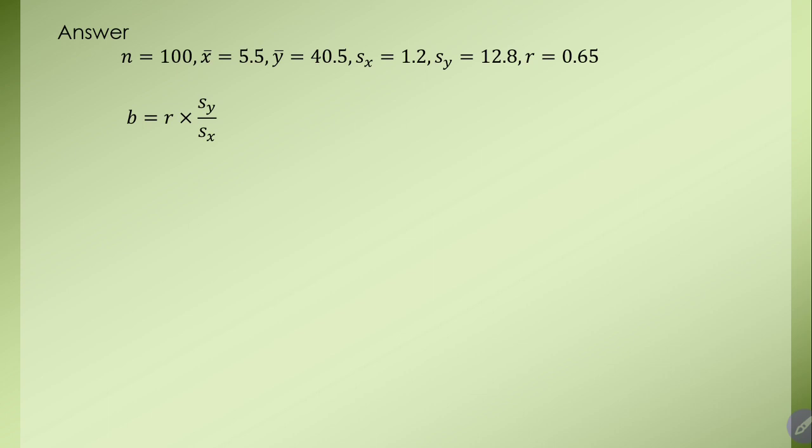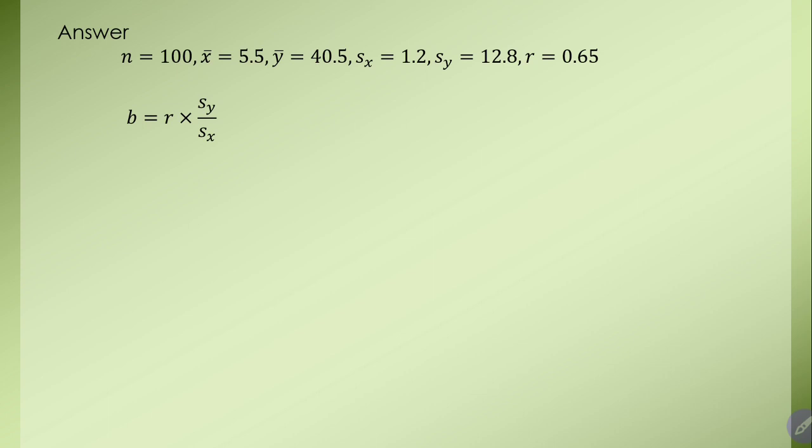First of all, we'll write the formula. B is equal to R into Sy upon Sx. B is equal to what? R into Sy upon Sx. You have to repeat with me. B is equal to what? R into Sy upon Sx. Let everyone hear, it's okay. But repeat with me so that we can learn everything here.